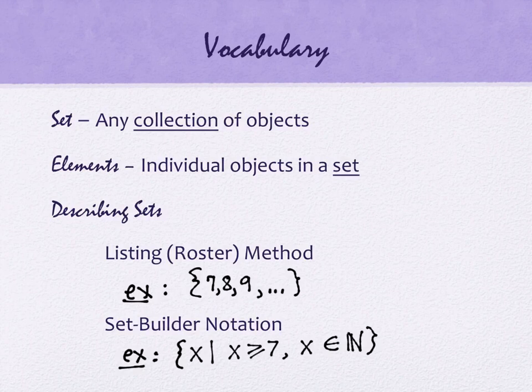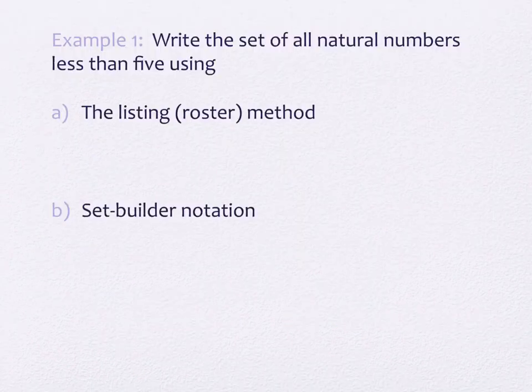Okay, let's do an example. We're going to do an example for the set of all numbers less than 5, using all natural numbers. There we go. I have a typo on my paper, but it's right in the slides. The set of all natural numbers less than 5 using the listing or roster method, and then doing the set builder notation method.